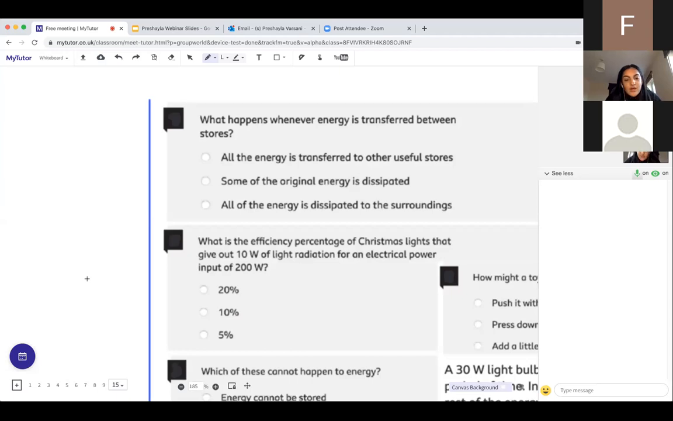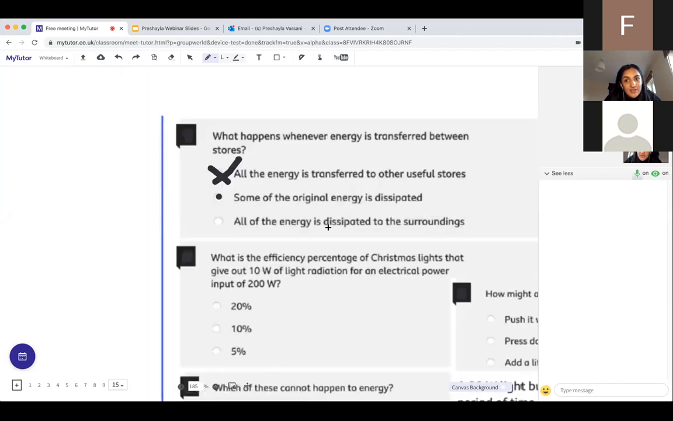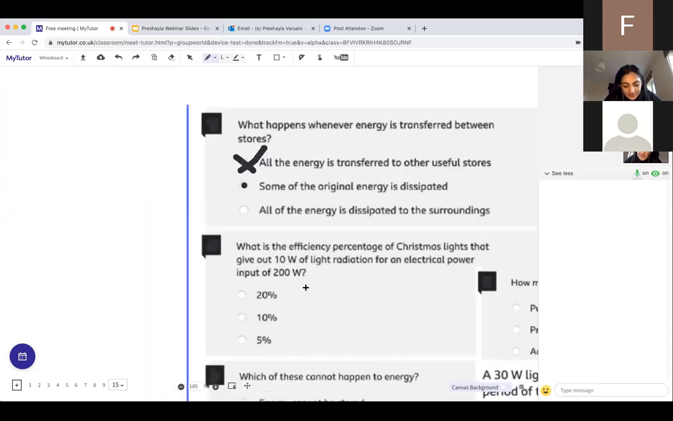Okay, so what happens whenever energy is transferred between stores? All the energy is not going to go to useful stores. As I said, no energy transfer is 100% efficient. It's not that one. Some of the original energy is dissipated. Yes, some energy will be lost inevitably to wasteful energy sources. All of the energy is dissipated? No, some of it does go to useful sources.